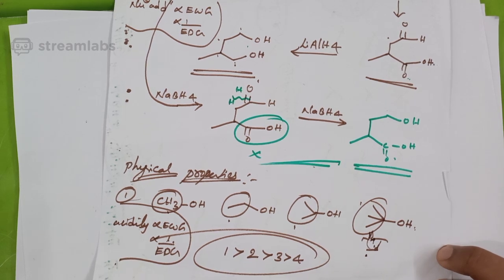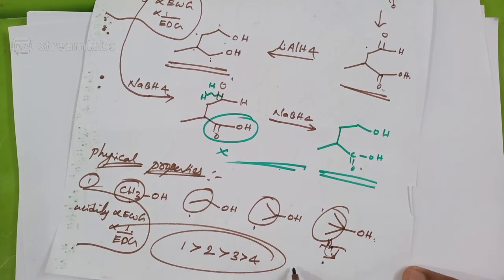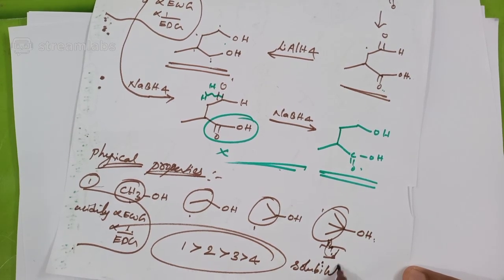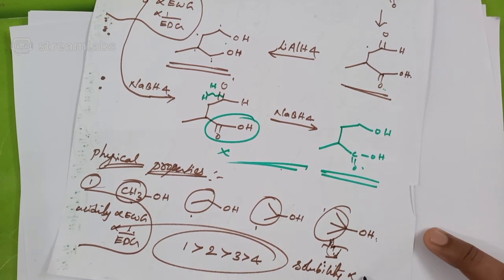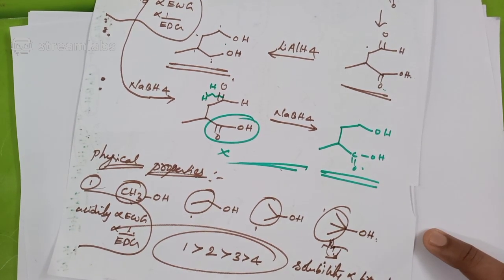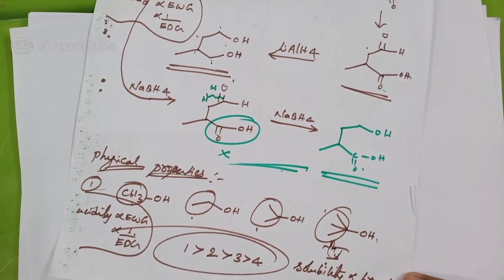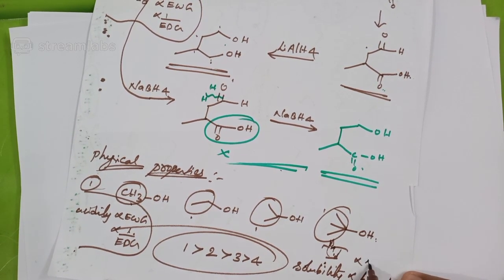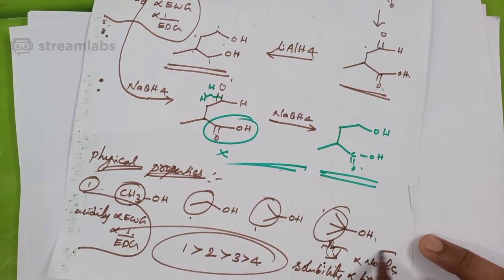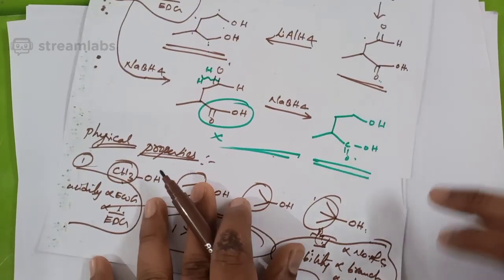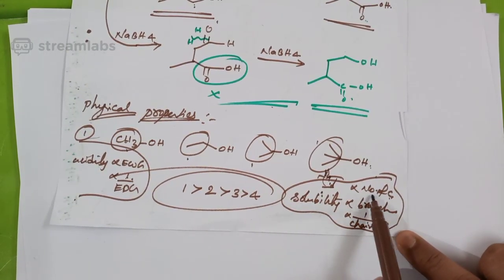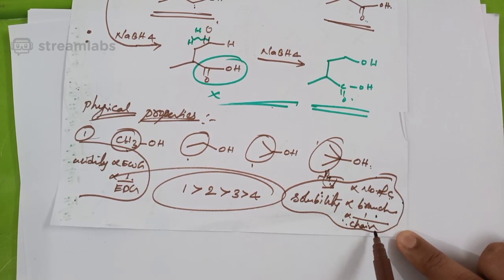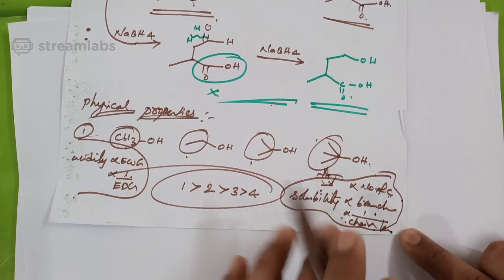And the solubility we have to see, which is more soluble. This is also important. Solubility is directly proportional to branching, and inversely proportional to chain length. And before that we have to see the number of carbons also. It must be the same. So this part is very important. I'll show you with an example.